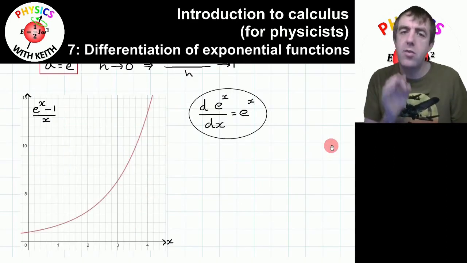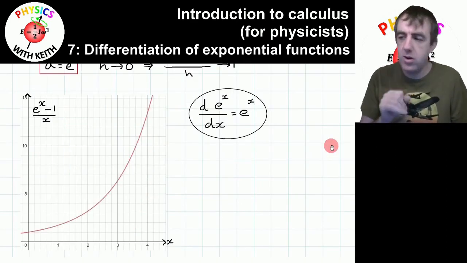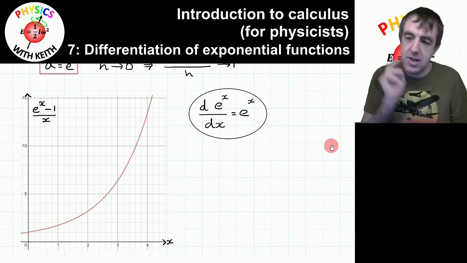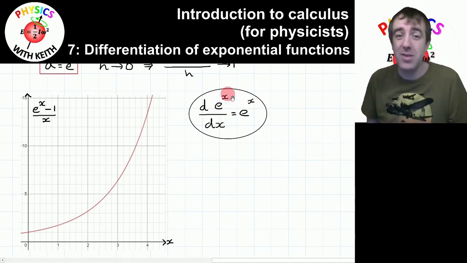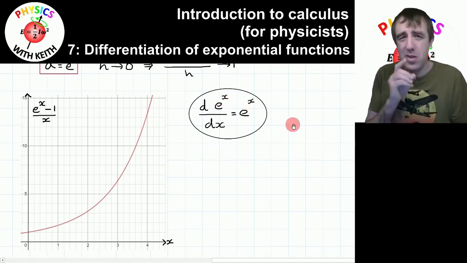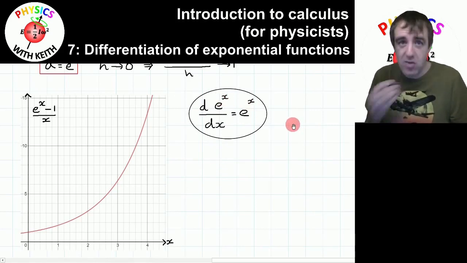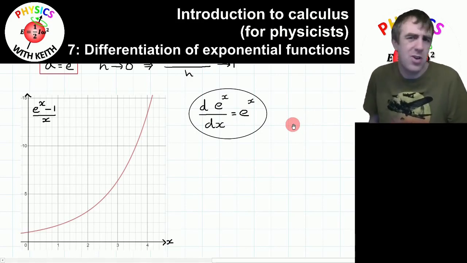Well, what if we want to differentiate an exponential function, but the base isn't e? What do we do then? So you can see when the base is e, the exponential function is very easy to differentiate. It just doesn't change. But what about when the base isn't e? A general case where the base is a. What can we do then?